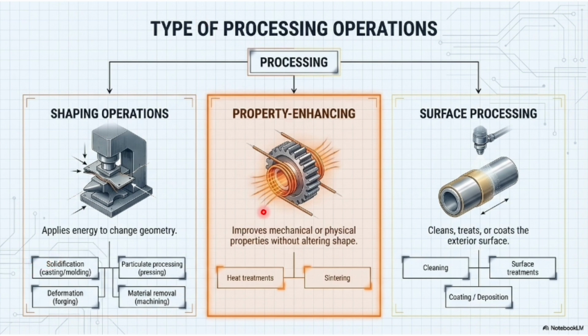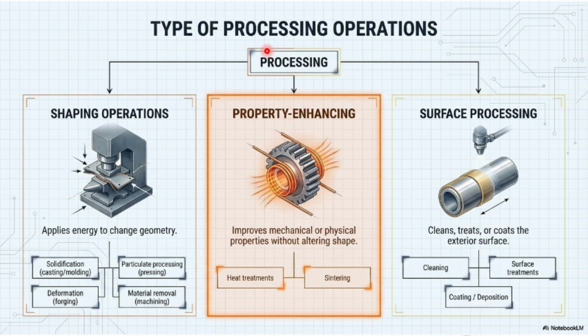Secondly is property enhancing operations, which improve the material's physical or mechanical properties without significantly changing its shape. Examples include heat treatment and sintering. So, for instance, a gear may already have the correct shape, but still needs heat treatment to become harder and more durable. Third is surface processing.